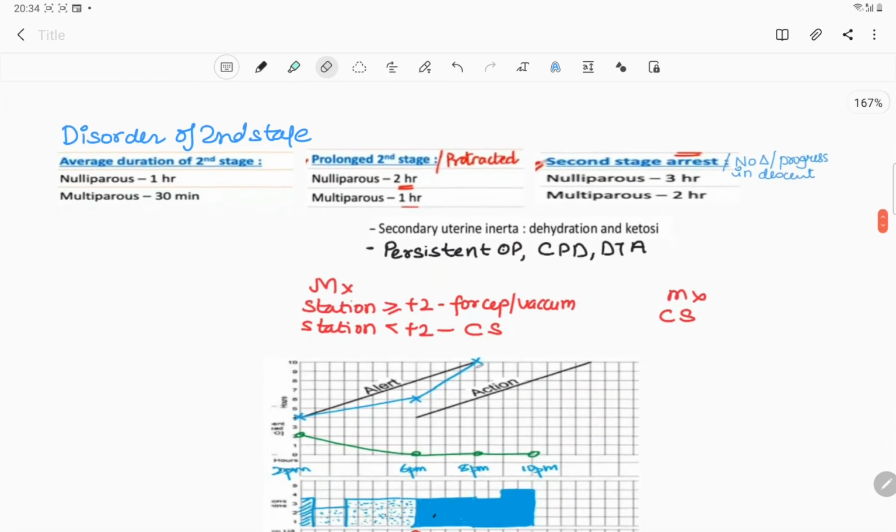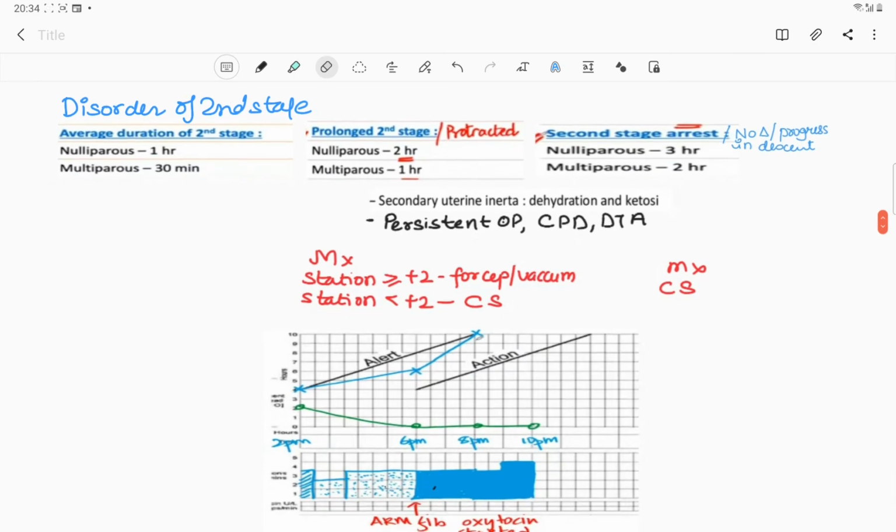So, then disorders of the second stage. Prolonged second stage is called when it extends more than 2 hours in nulliparous and more than 1 hour in multiparous. And second stage arrest occurs when it extends more than 3 hours in nulliparous and 2 hours in multiparous. Common causes are the same: persistent occipito-posterior position, cephalopelvic disproportion, or deep transverse arrest. It is managed according to the station. If the station is more than or equal to +2, then operative vaginal delivery, that is forceps or vacuum, is applied, and if the station is less than +2, then cesarean section is done.